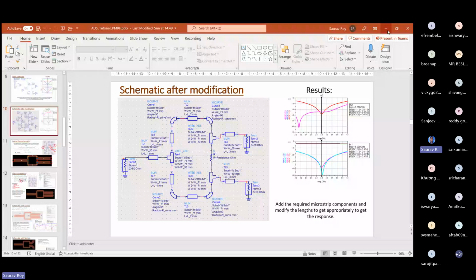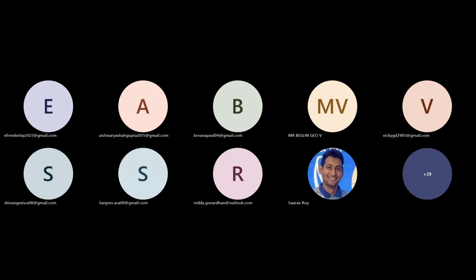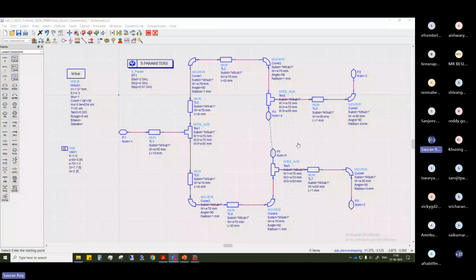I think this screen I'm not sharing. Let me see. Okay, I think now you can see my ADS screen, right? Okay. Yes.